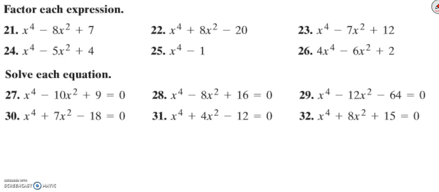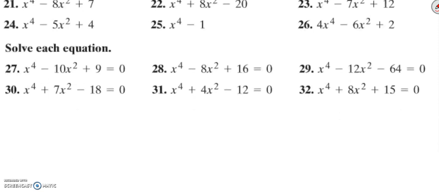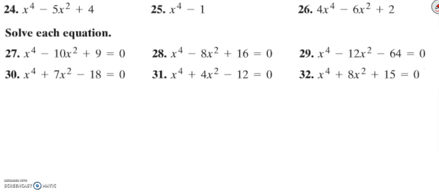And then for 27 through 32, we're going to set them up the same way, but then solve each of them for x. I'm going to select 24 to do as an example.